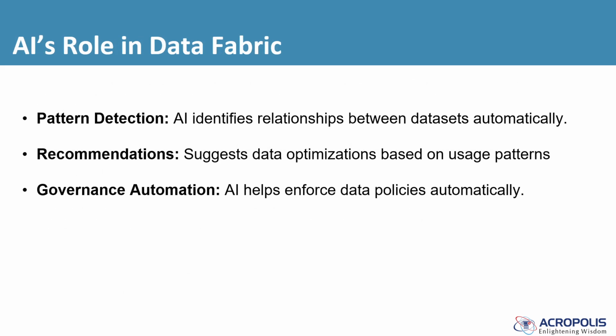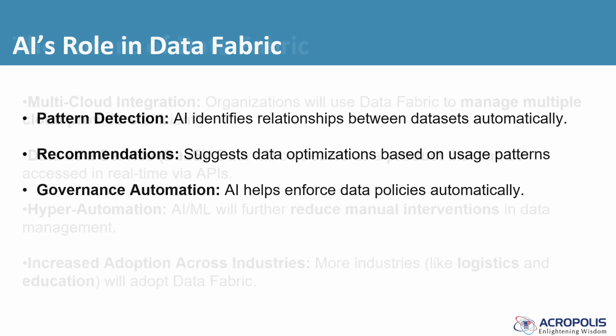AI's role in data fabric. Now, AI is one of the key players that makes data fabric a data fabric. AI is helpful for pattern detection. AI identifies relationships between datasets automatically. We don't need to hassle over it. We don't need to think for hours and hours to find it out. AI does it for you. Recommendations: it suggests data optimizations based on usage patterns. Governance optimization: AI helps enforce data policies automatically.